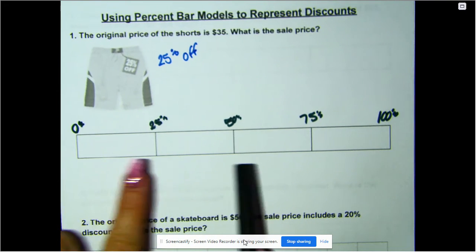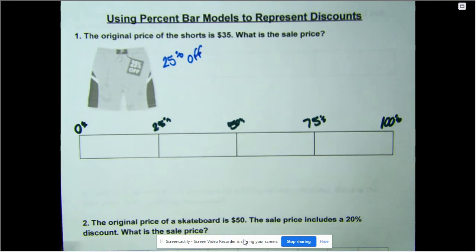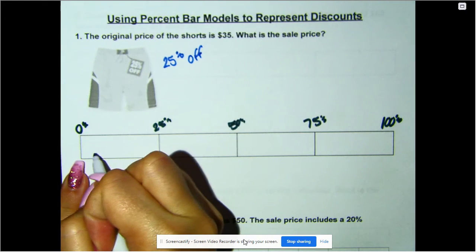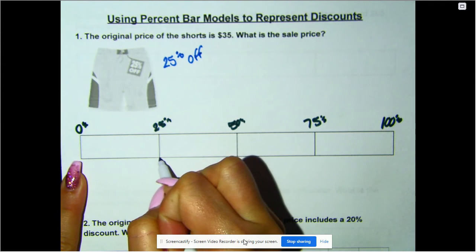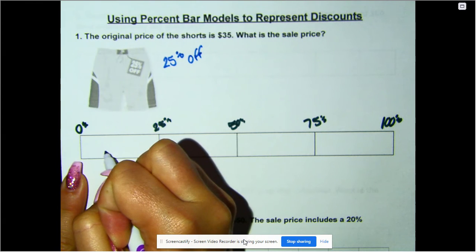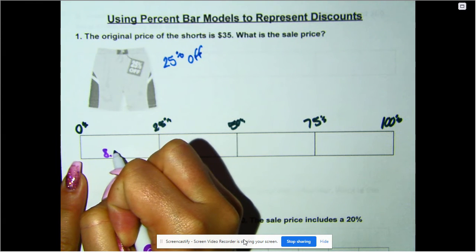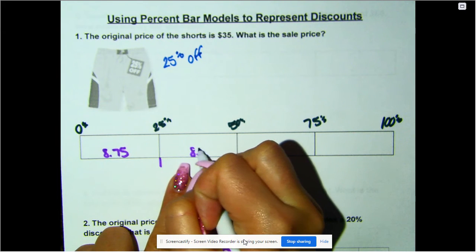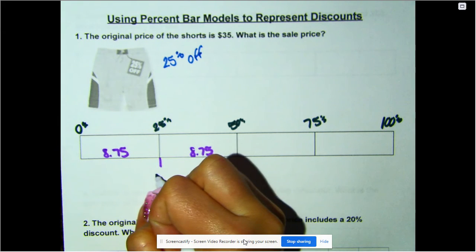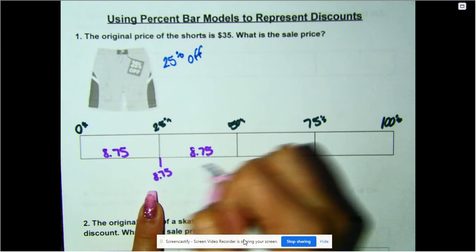Now we need to take the number 35 and split that into 4 sections. Whenever I take the number 35 and divide it by 4, I get $8.75. So this first section is worth $8.75. Some people put it on the line, others put it inside the box. This other piece would be $8.75 too. So as my first tick mark, I have $8.75.